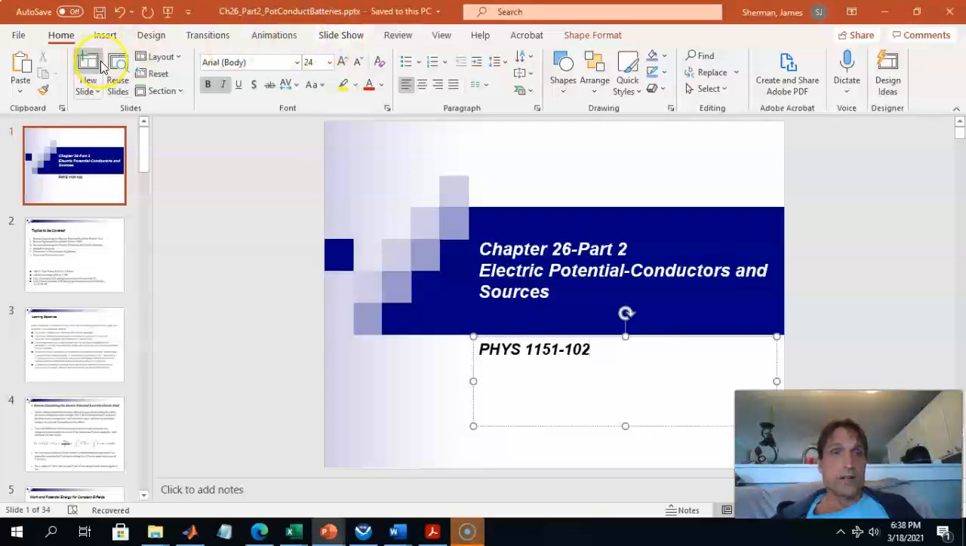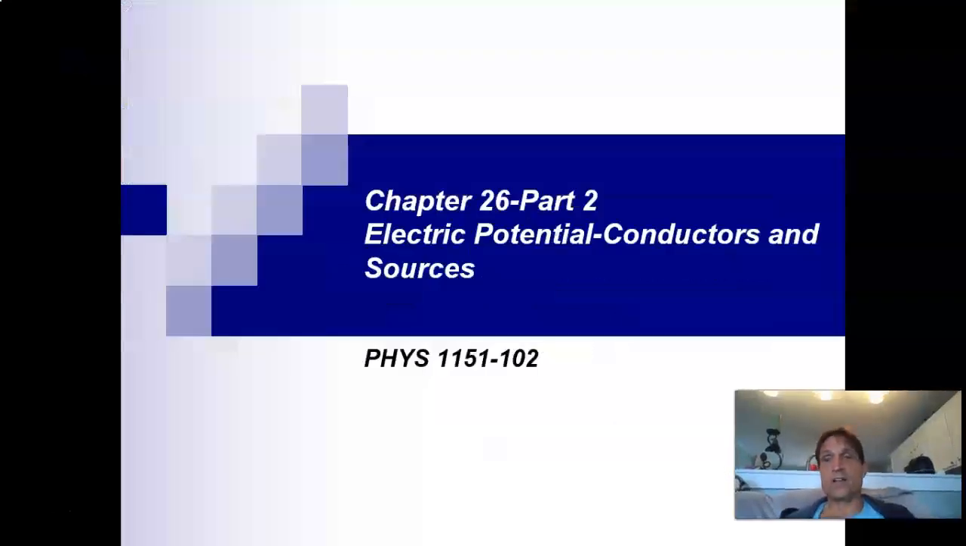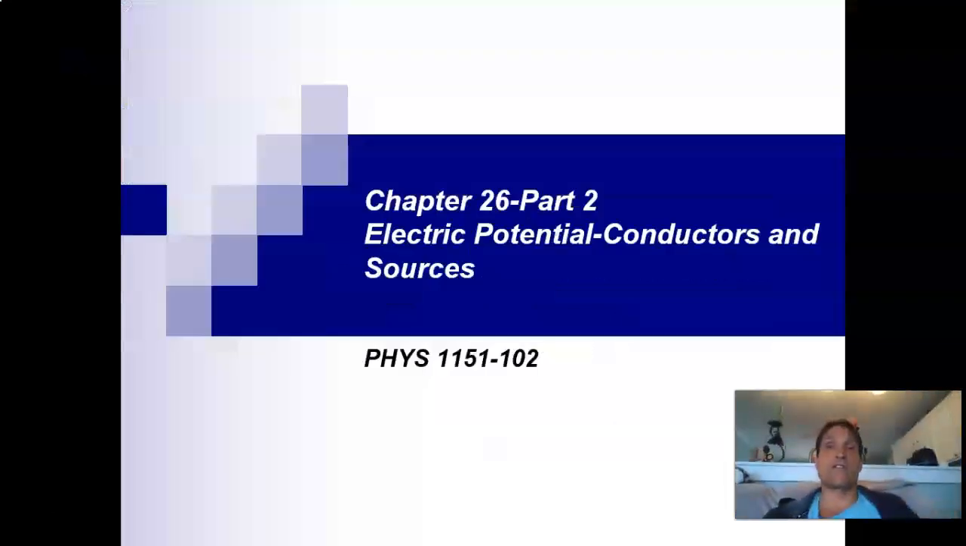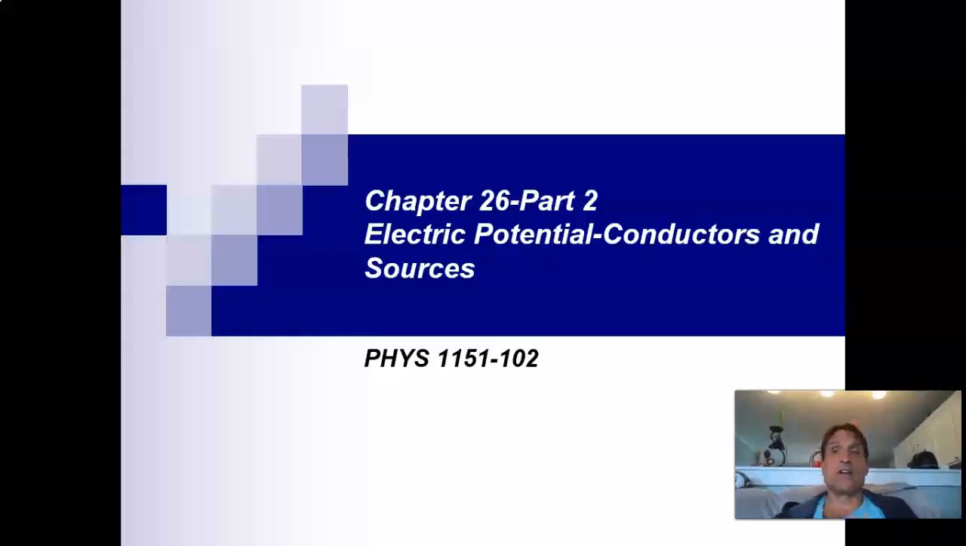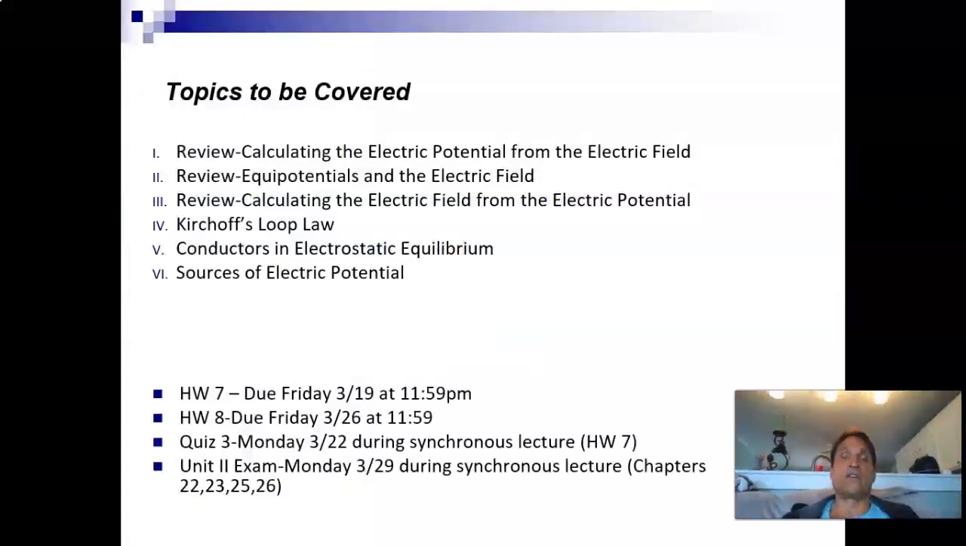All right, we are back here. It's Wednesday. We're going to continue with chapter 26, relating the electric potential to the electric field. Then we're going to get into conductors and sources of potential.